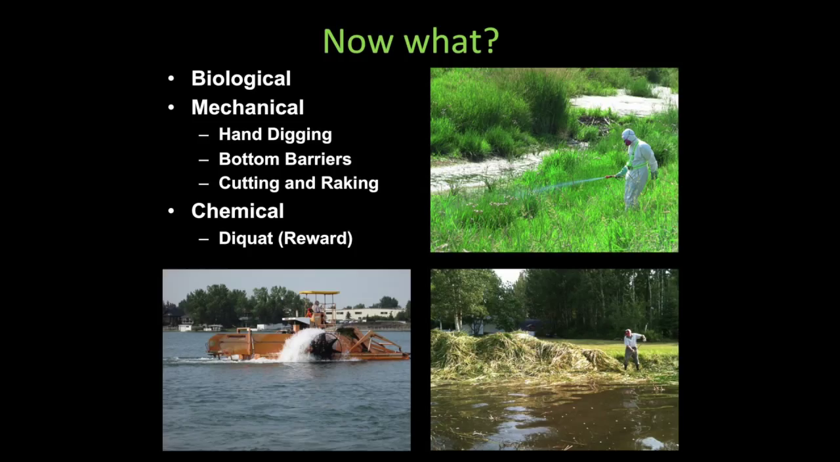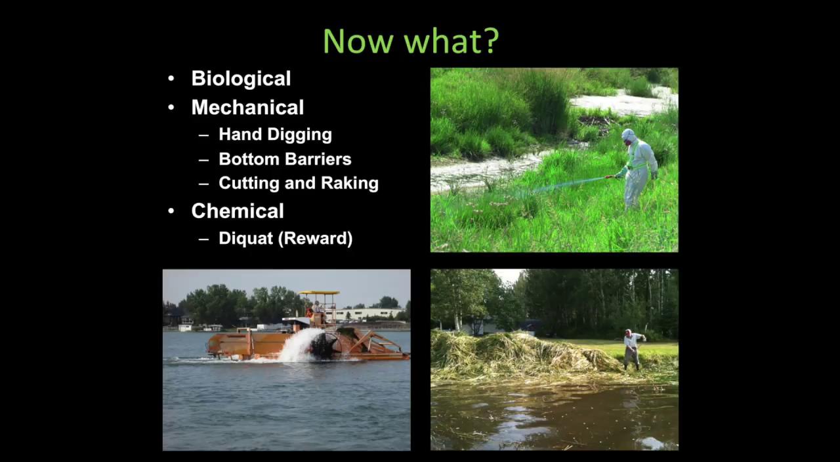So what are our options? There's a number of different methods we can try, including biological control, mechanical control, and chemical control. A lot of the problem is that any mechanical control can spread the species.